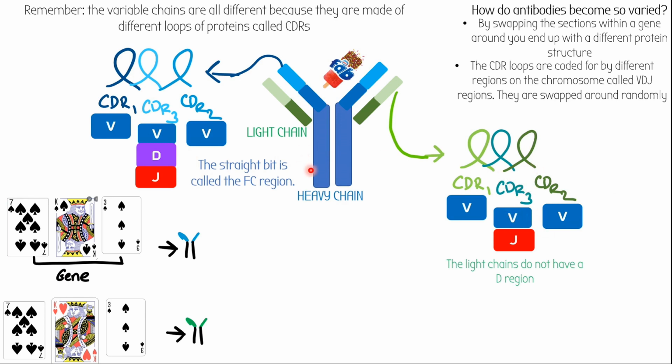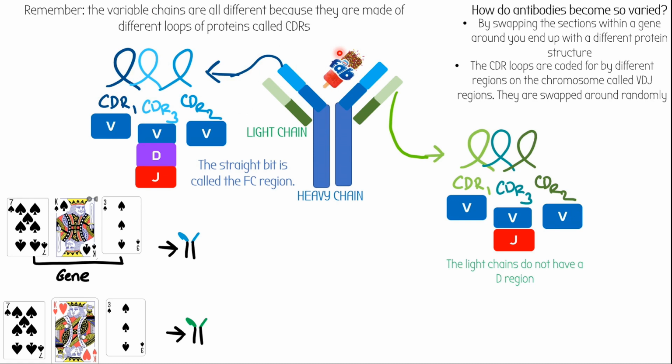So essentially, you can pick different combinations of the V segments, the D segments, and the J segments. And these segments are going to code for different parts. So these are the parts that they code to. And because they code for different proteins, these parts are going to have different protein sequences. And therefore, your loops are going to be different. And that is going to make your variable region different, and therefore give it a different shape for antigens to fit into.